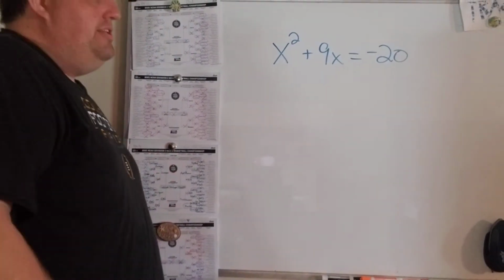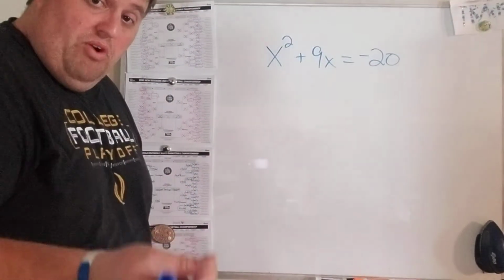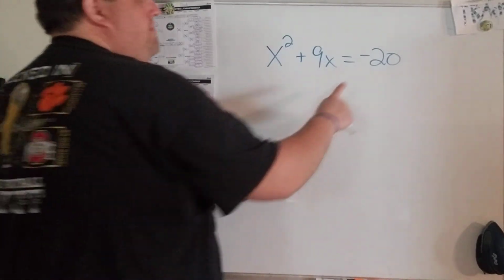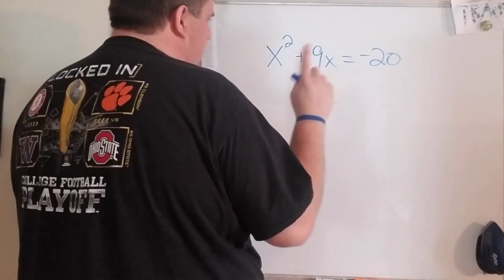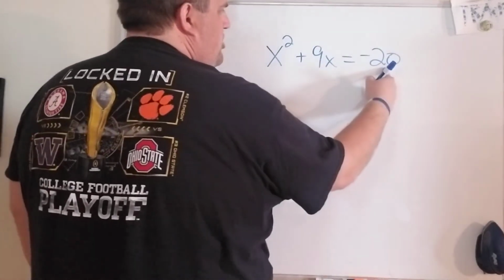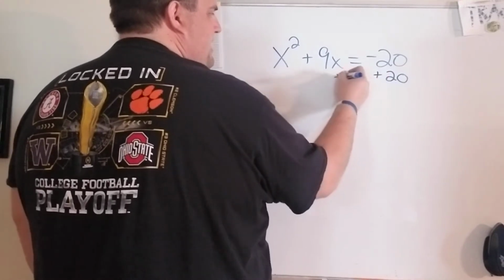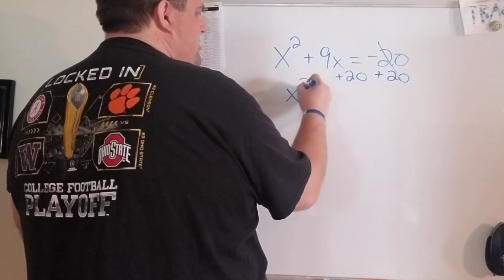So the first thing I notice, I just told you this on the last problem, you have to have it equal to 0 before you do anything else. If it's not equal to 0, that's a problem. And this time, we do not have it equal to 0. So we have a problem. So what I'm going to do is I want to make this 0. I'm just going to add 20 to both sides so that that will turn into a 0.